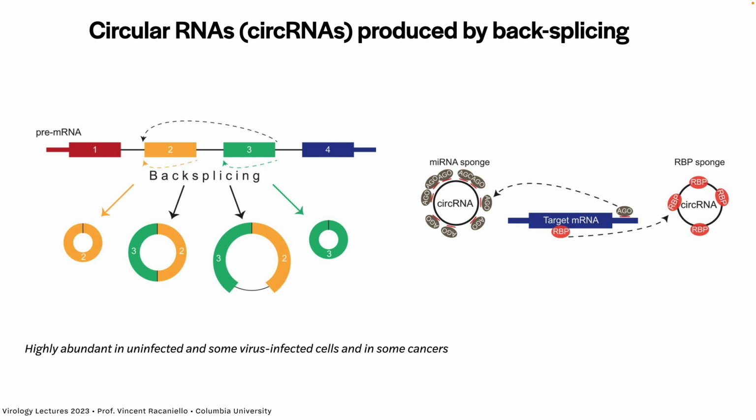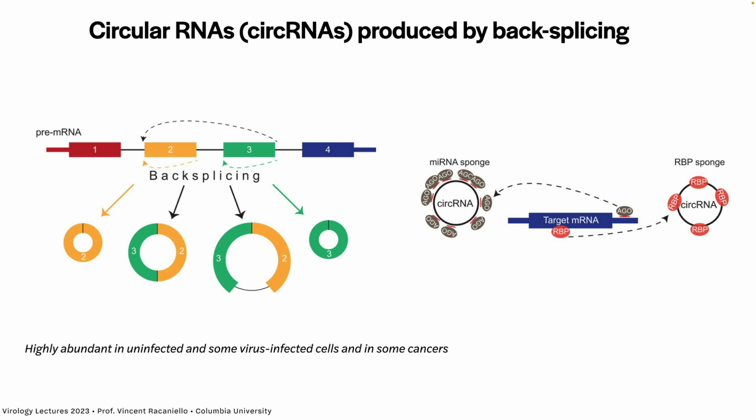These are very abundant in uninfected cells. In fact, many cancer cells have a specific repertoire of circular RNAs that people are trying to figure out what does that mean. But what they seem to be, at least some of the things that we've figured out, are sponges. So they can be sponges or binding sites for microRNAs. So we think if you make microRNAs, you don't need them right away. You could hang them on these circular RNAs until they're needed. And you can also hang RNA binding proteins on these sponges until you need them. So they seem to be highly bound to both microRNAs and RNA binding proteins.